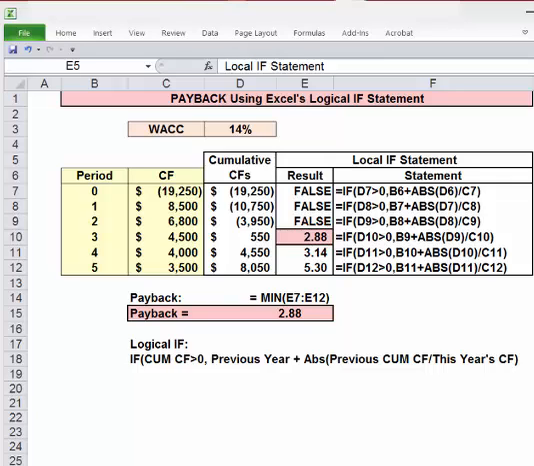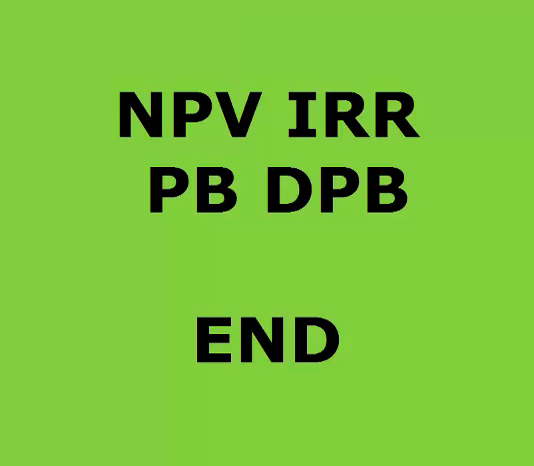To find the payback in Excel, you look for the minimum value in the column using the equal MIN function. Because once the cumulative cash flow turns positive, you'll get a non-false entry each year. For now, this should give you a template to follow to find these basic capital budgeting decision metrics that we're going to study.